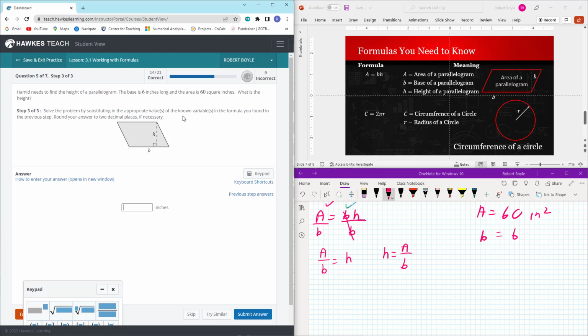We know that A is equal to 60. B is equal to 6, and that is going to be equal to H, which means that 10 is equal to H. So H is 10 inches.